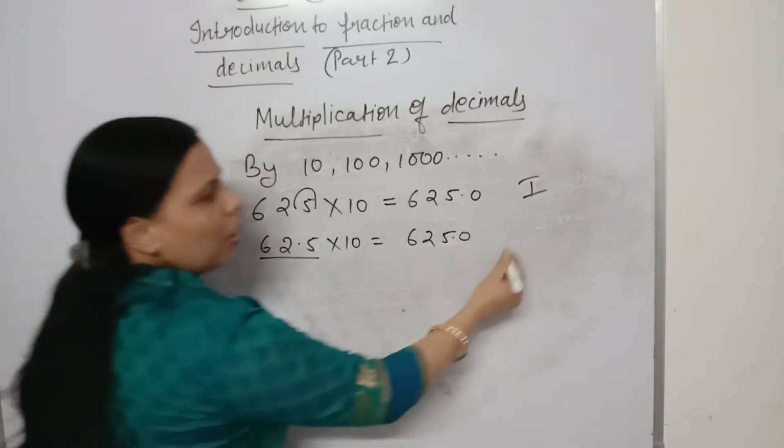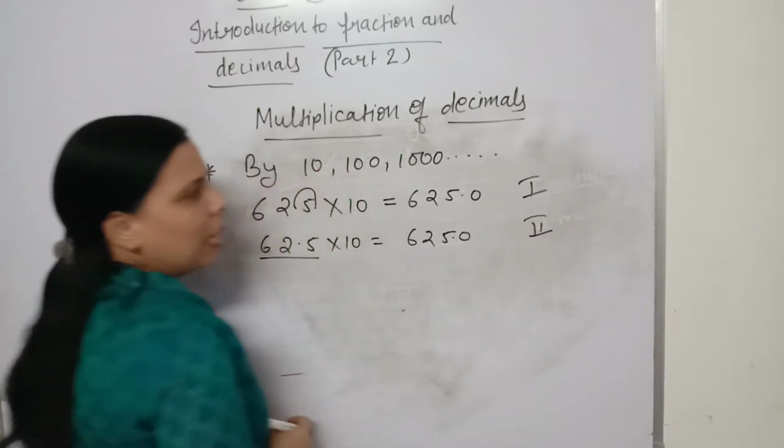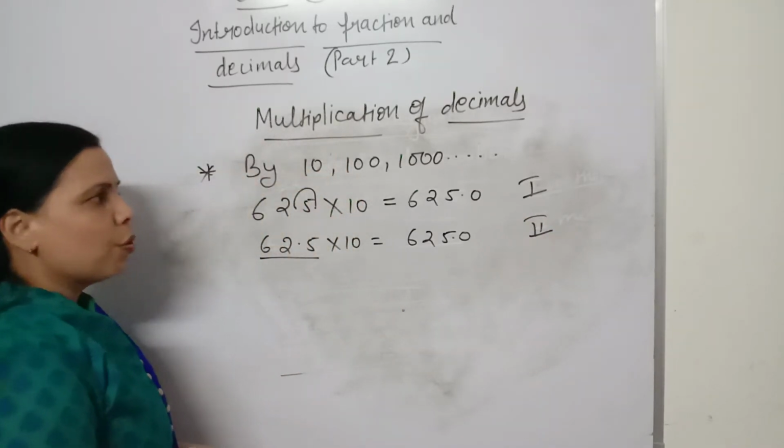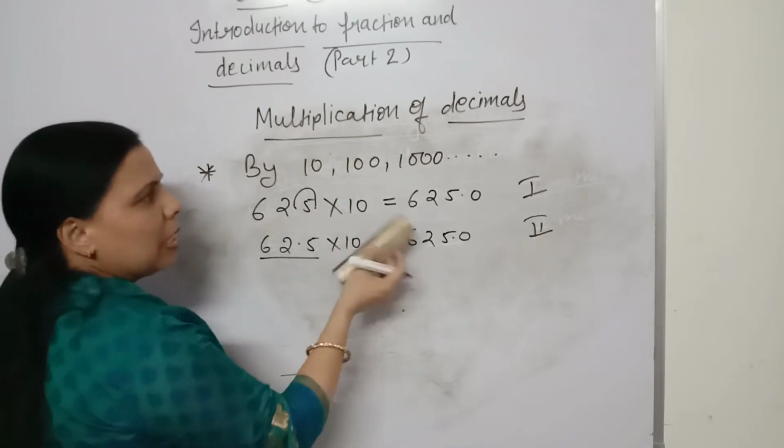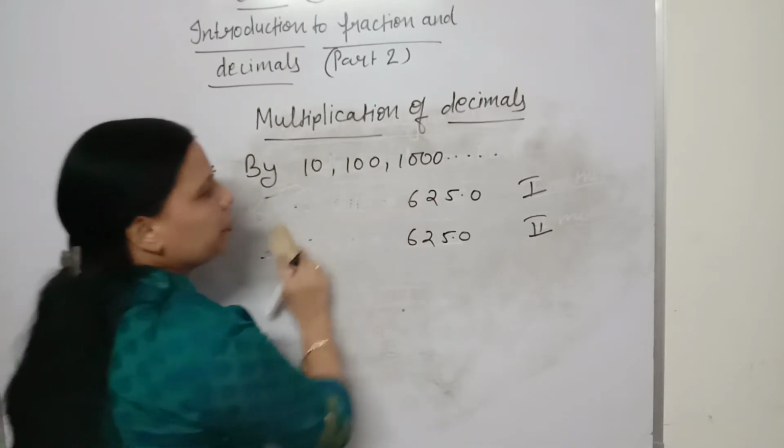You can see both answers are matching. That means it is correct. So you can apply any of the methods, whichever you like. Now I will be taking some more examples of 100 and 1000.